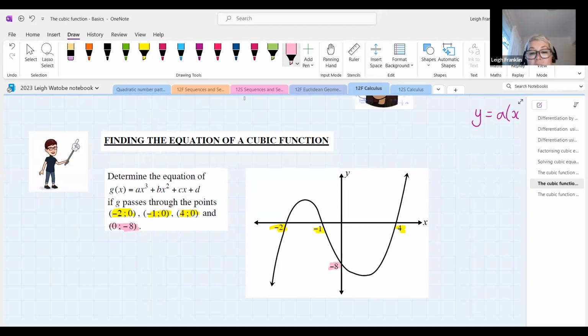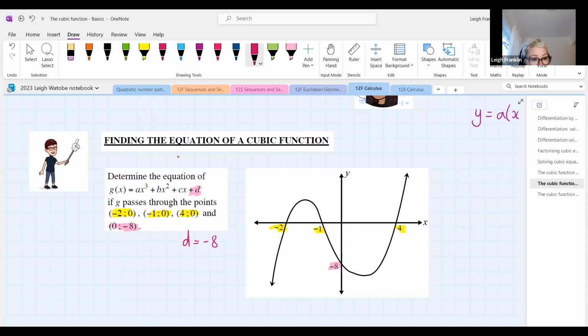That is the y-intercept. Now, which letter, a, b, c, or d, is the y-intercept in a cubic function? Which letter? Can you guys remember? There we go, Lebogang. Well done. It's d. So straight away, they're telling us that d is equal to -8. However, this is what we need to do.